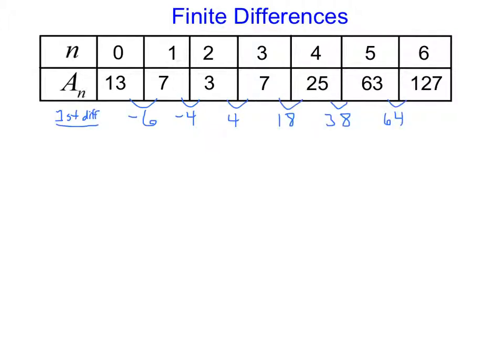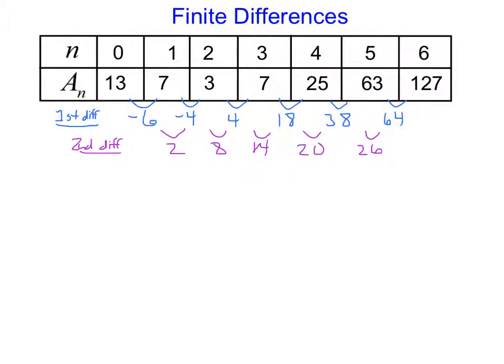Then we're going to do that process again. Once again, we're going to do right minus left, so this is negative 4 minus a negative 6, or negative 4 plus 6, which is 2. Right minus left, 4 minus a negative 4, that's 4 plus 4, which is 8. Right minus left, that's going to be 14, and so on. So that's the second difference.